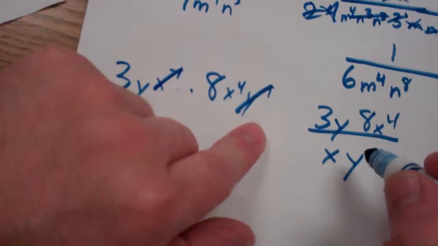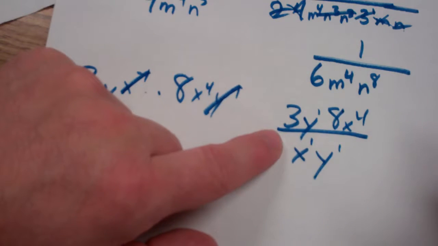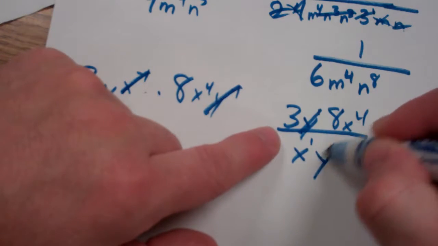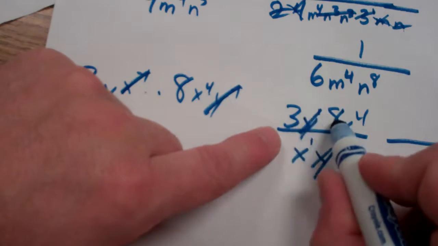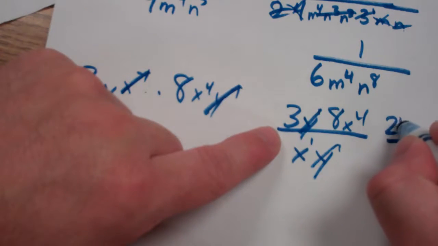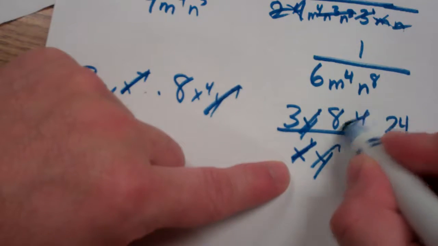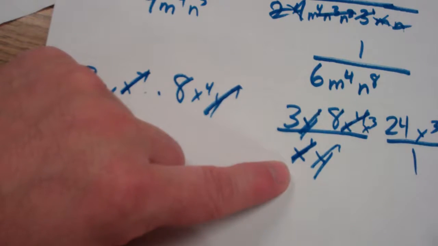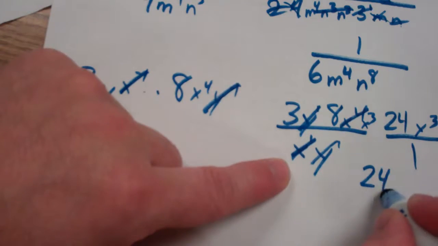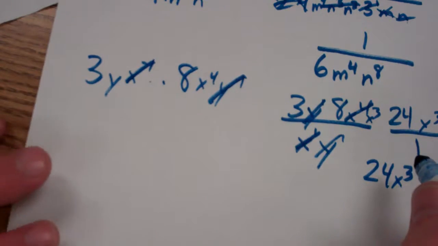Now I can simplify. Remember, these are an understood 1, right? So, once again, y will cancel out y, because there was 1 of each. I can simplify the 3 and the 8. 3 times 8 is 24. This x cancels out 1 of these x's, so I'm left with 3 on the top. And I'm just left with a 1 on the bottom, which we don't need to write, so I would just write that as 24x to the 3rd. All right, third one.